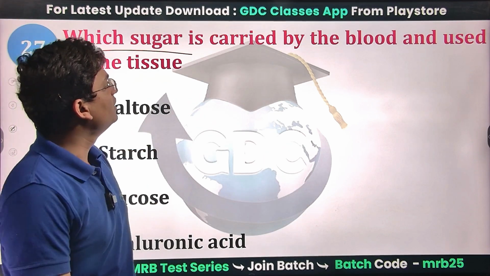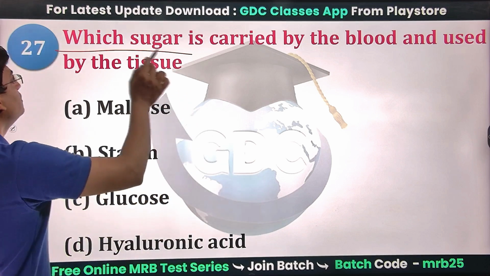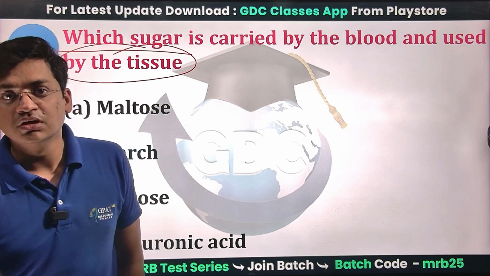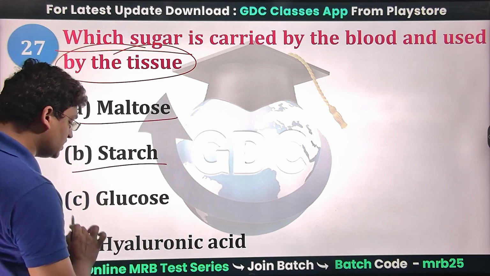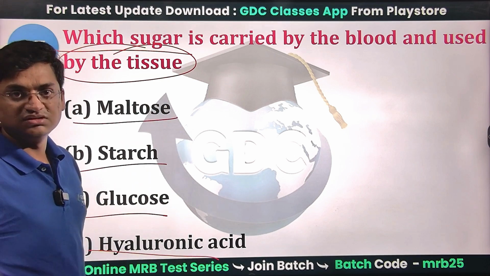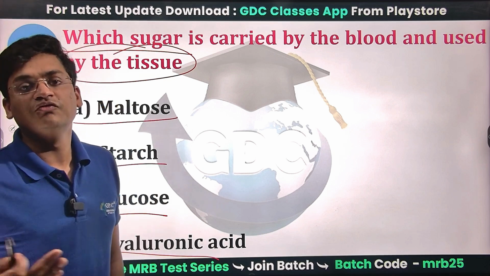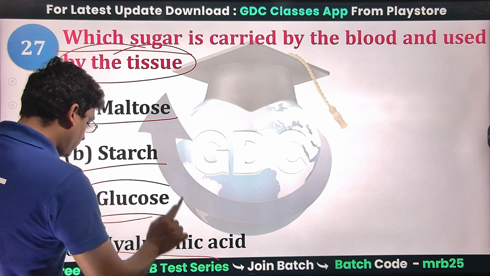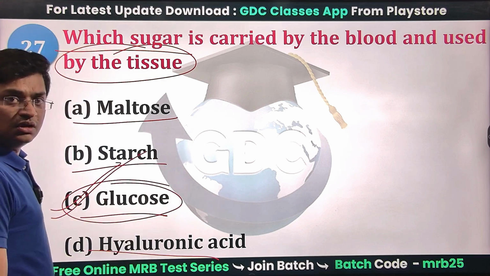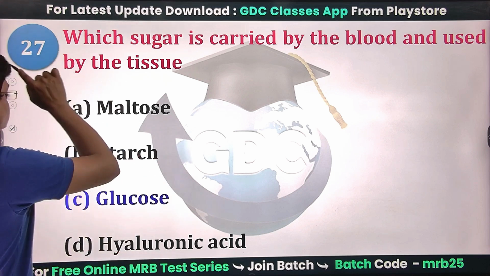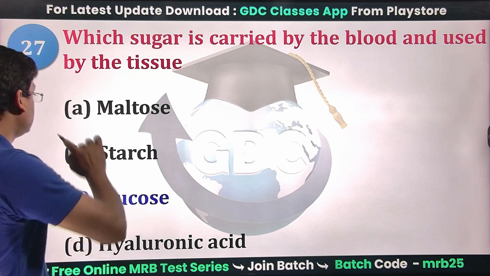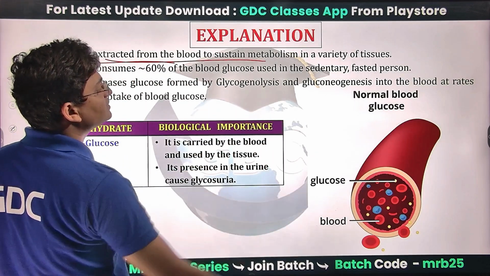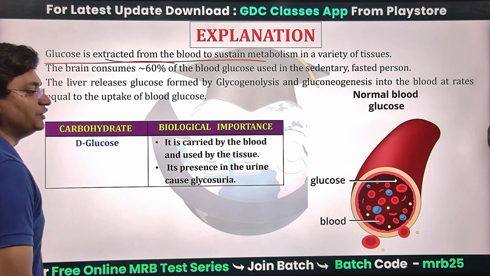Which sugar is carried by blood and used by the tissues? What type of sugar do your cells actually use? Maltose, starch, glucose, or hyaluronic acid. Just a simple answer: glucose is the only form of energy that a human cell can consume. So yes, C will be the right answer. Glucose is extracted from the blood and sustains metabolism in a variety of tissues.